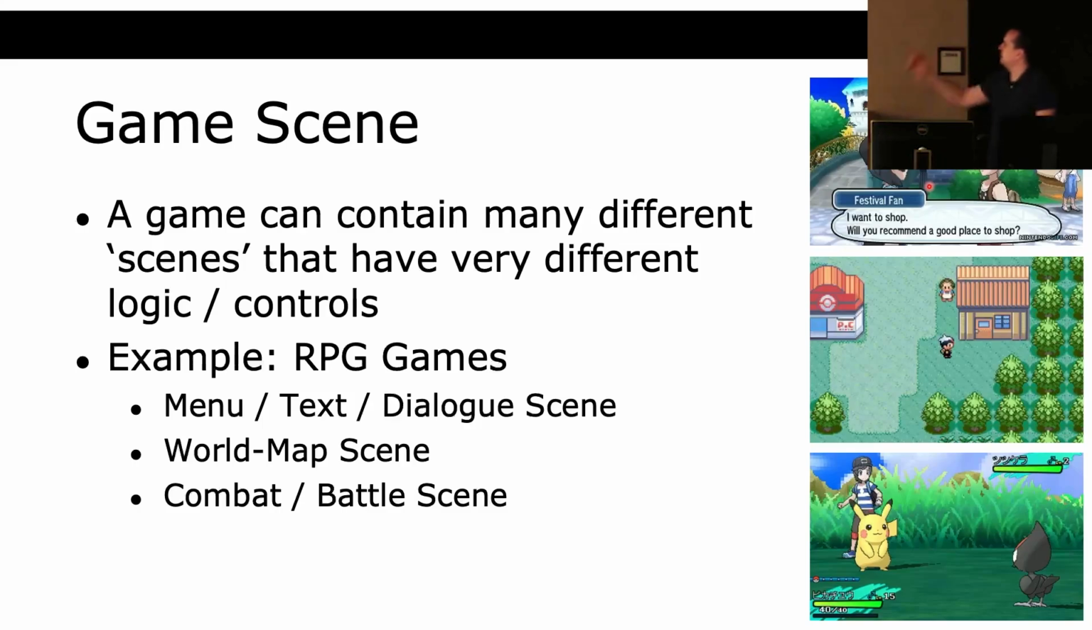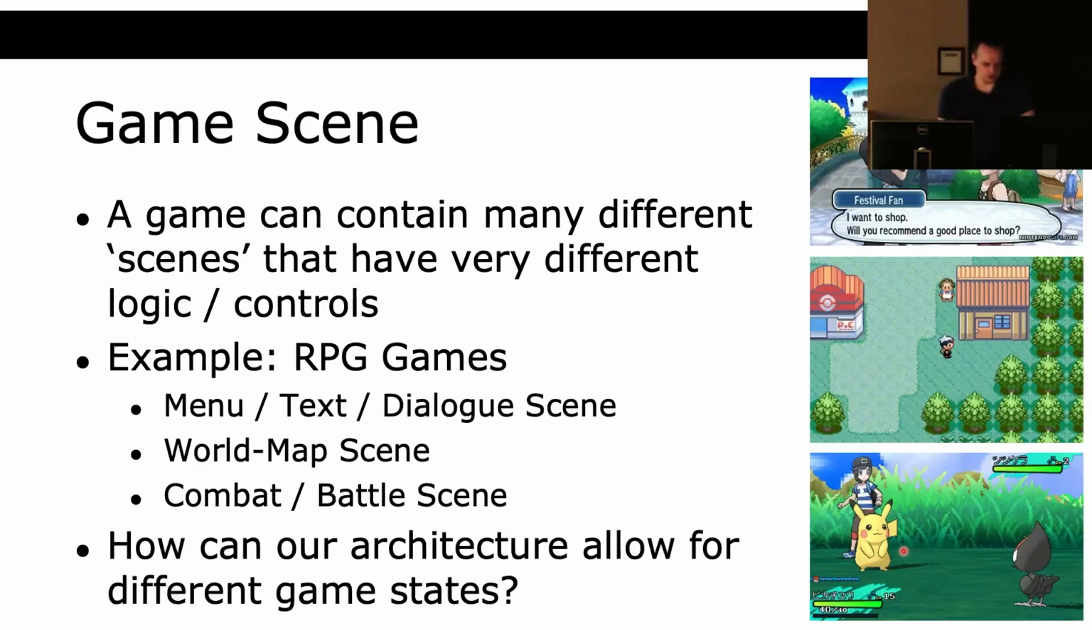So as an example, you may have a menu scene where up, down, left, and right are just selecting things in a menu. But then later on, you may have an overworld map scene where up, down, left, and right now walk you around on a map. And then you may have a battle scene where pressing buttons does attacks or defends or throws potions or whatever, right? Each of these, you can imagine, has wildly different programming behind them. And so we'd want to be able to separate those in a nice way, but have them all work well within our game engine architecture. So how can our architecture allow for different game states? Well, we'll get into that in a bit.